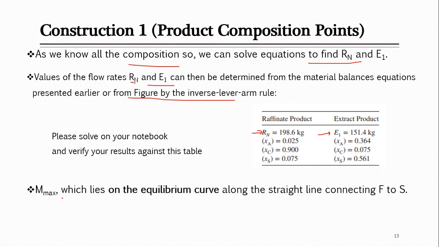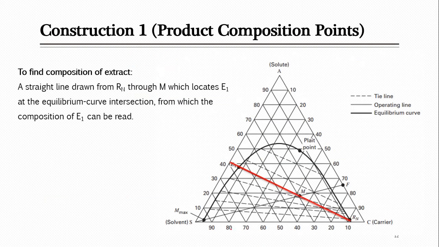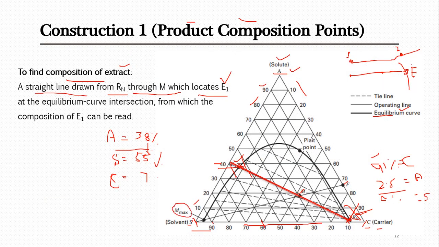There is one point that's called Mx, which lies on the equilibrium curve along the straight line connecting F and S. Just look at this main diagram, you can see it is given here, Mx. Mx is located on the equilibrium line, at the point where the equilibrium line gets cut by the FS line, the line connecting feed with the solvent. So what does this Mx mean? It is located on the equilibrium curve, and it shows the maximum amount of solvent that can be used in the system while still maintaining two phases.